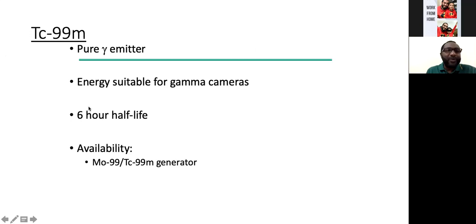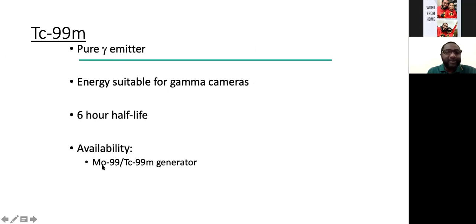Now, again, the basic principle of technetium, which is the household of nuclear medicine radioactive atoms: technetium 99m, which is the metastable, is a pure gamma emitter. So it is very suitable for imaging. The energy is suitable for a gamma camera. Like I told you, its energy is 140 keV. It has an optimal half-life of 6 hours, which is sufficient for imaging. And it is very available.